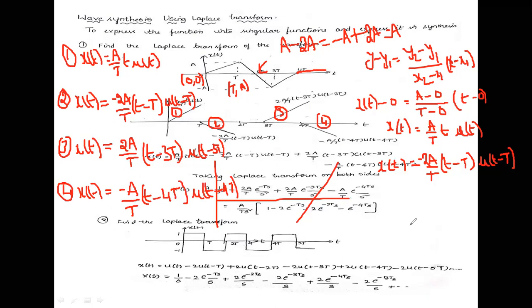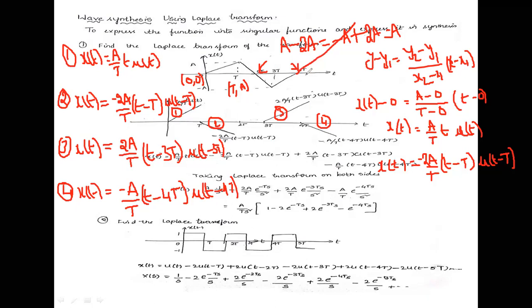Got it, my students? Okay. So these are the 4 slopes we got from the given signal: positive slope, negative slope, and again positive slope, and it becomes 0 here. Otherwise, if it is not 0, it looks like this. Actually it is up to the extended value. This is the third slope, 2A by T, t minus 3T and mu of t minus 3T.